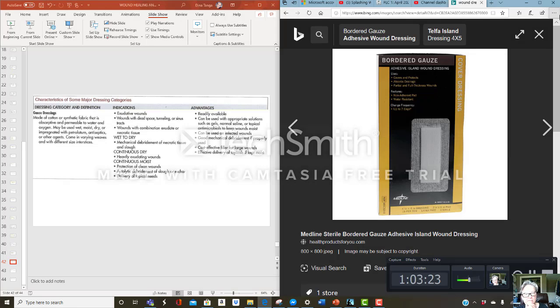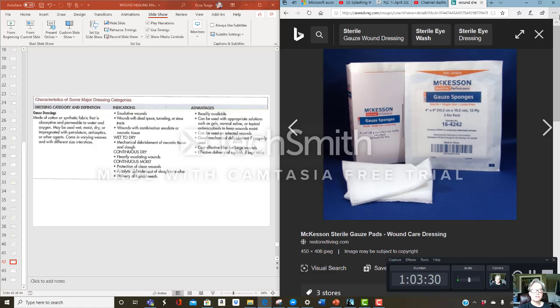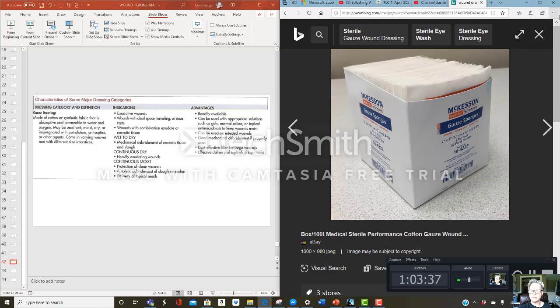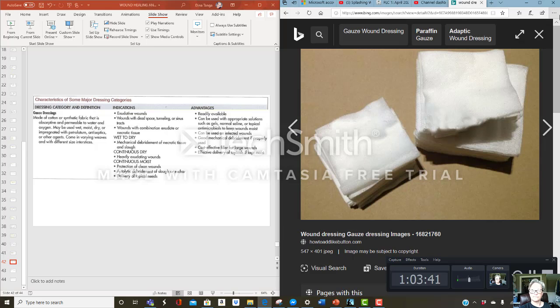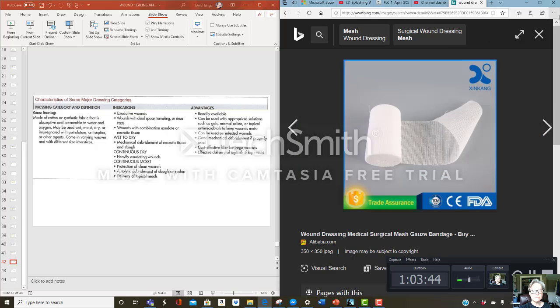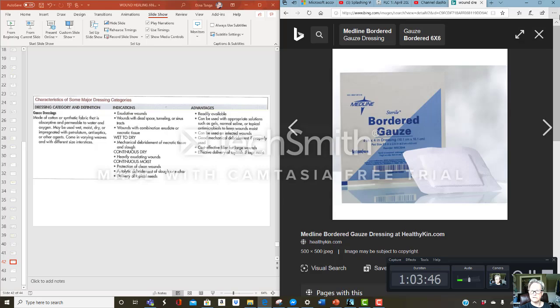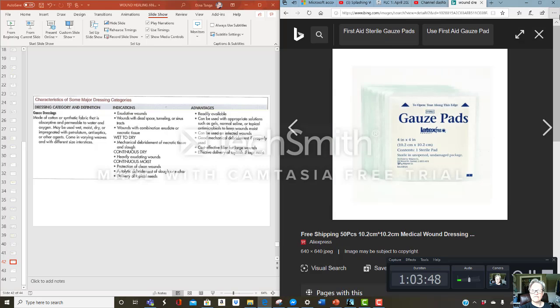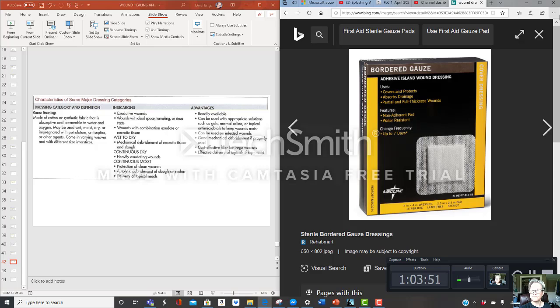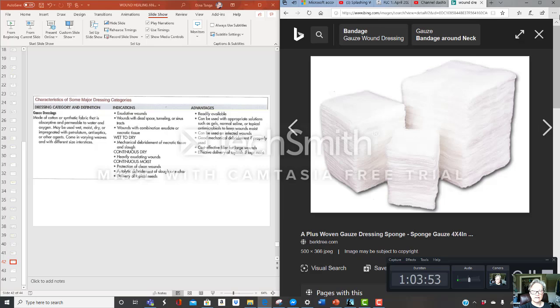They're readily available, can be used with appropriate solutions such as gels, normal saline, topical antimicrobials to keep the wounds moist. Can be used on infected wounds. Good mechanical debridement, if properly used. Cost-effective filler for large wounds. Effective delivery of topicals if kept moist.